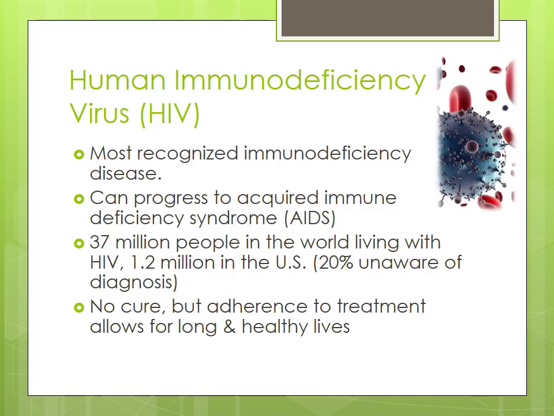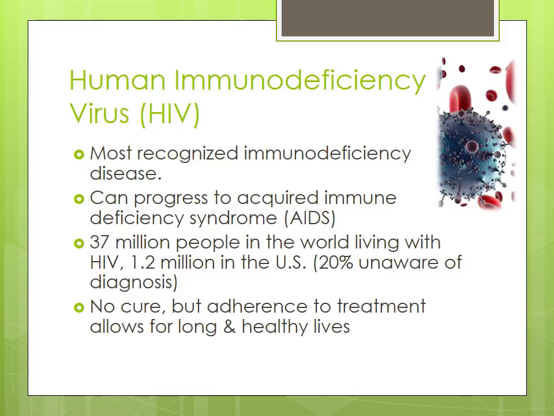HIV disease is caused by the human immunodeficiency virus, or the HIV virus. It is a really, really common disease, and what can happen in time is that it progresses to acquired immune deficiency syndrome, or AIDS. And so what you can infer from just the name is that it affects the immune system, right? It's very, very common.